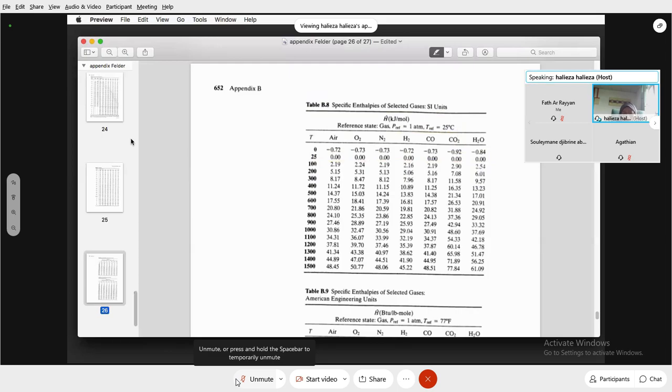You can use the steam table from the thermodynamic textbook. Yes, you can. All right, thank you. Okay, any other questions before we start today's lecture?